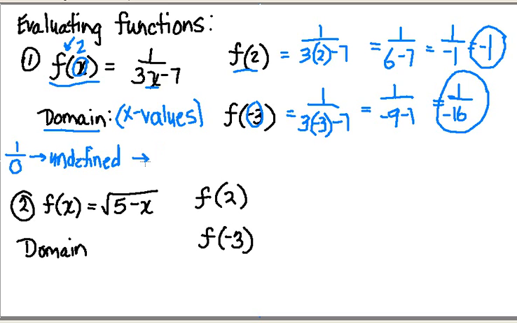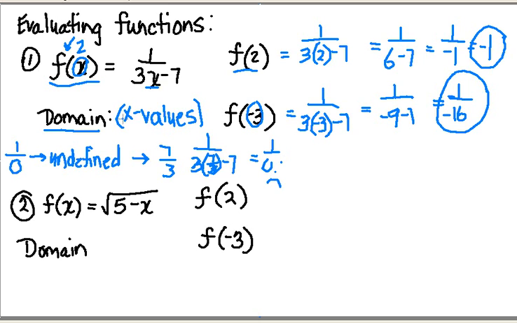Okay, so what x value in this case, when plugged in, would give me a 0 in the denominator? Well, I can just look at it and tell that it's going to be 7 over 3. Why? Because 1 over 3 times 7 over 3 minus 7. My 3's here would cancel. I'd get 7 minus 7. Uh-oh, I got 1 over 0. So sad. This is undefined.